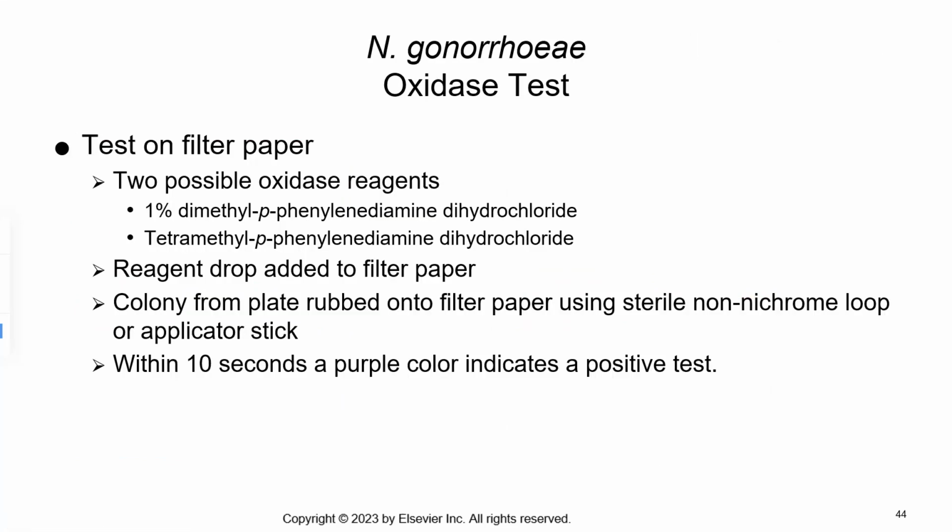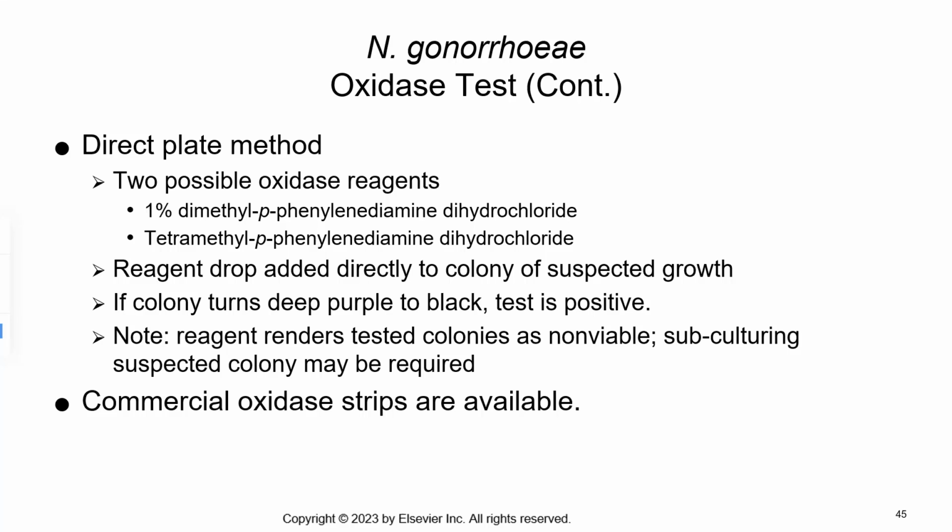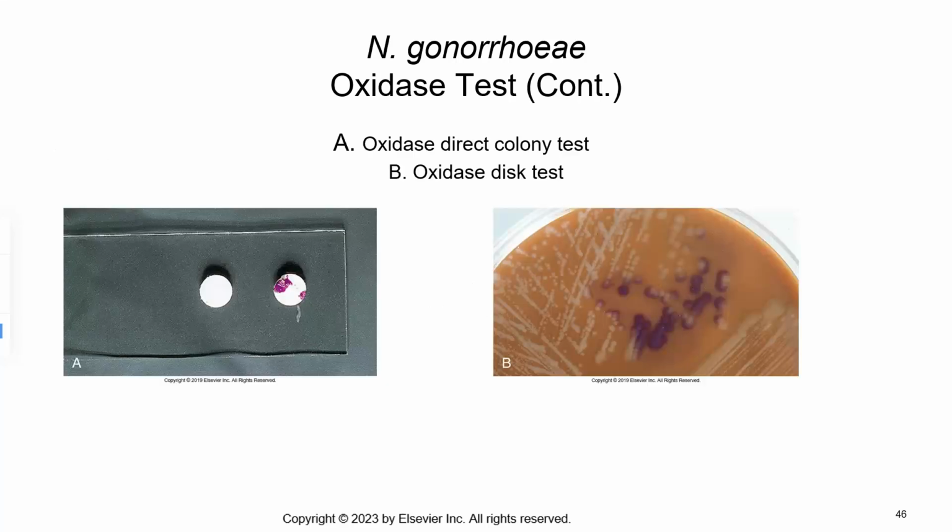Oxidase test: you can either test this on filter paper or on the direct plate method. This is the filter paper disc. This is a positive result for oxidase. This is a negative result. Or you can put it directly on the plate. And here you can see positive versus an area that was untreated.